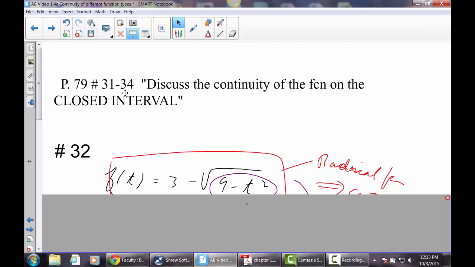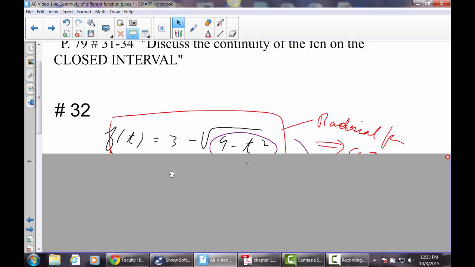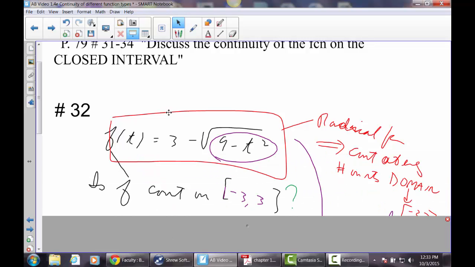So numbers 31 through 34 are once again going to say discuss the continuity, but this time it's discuss the continuity of the function on the given closed interval. They're going to give you the function, not the graph, and you don't want to have to graph it. And they're going to give you a closed interval, and the question is, is it continuous on this closed interval? So remember, to be continuous on a closed interval, it has to be continuous everywhere between -3 and 3, continuous from the right at -3, and from the left at 3.